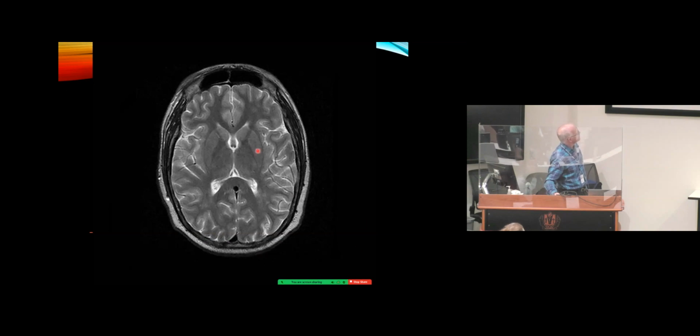Here's an MRI scan where we can see the internal capsule. Here's the putamen. Here's the caudate. And here is the thalamus.